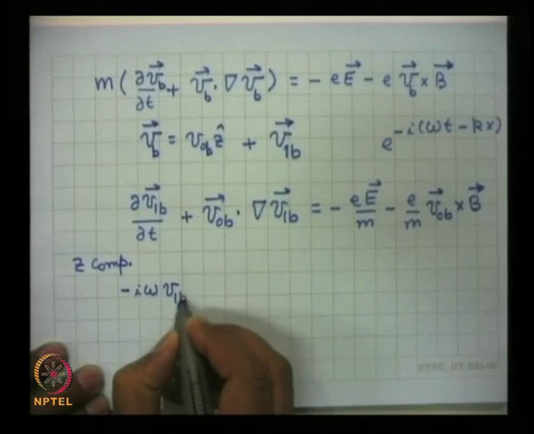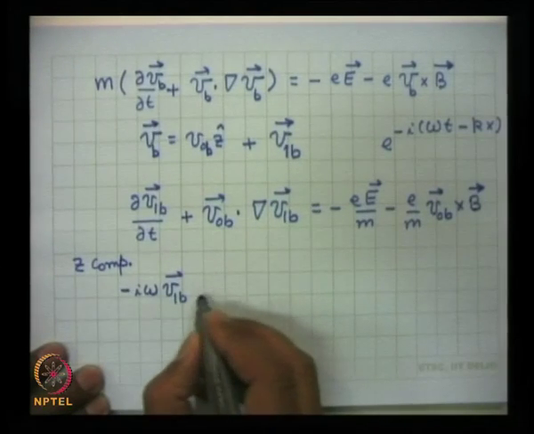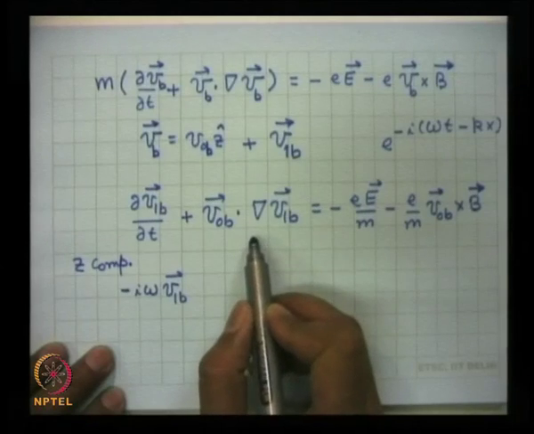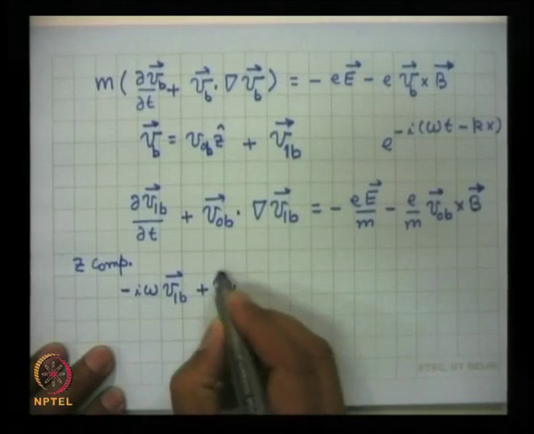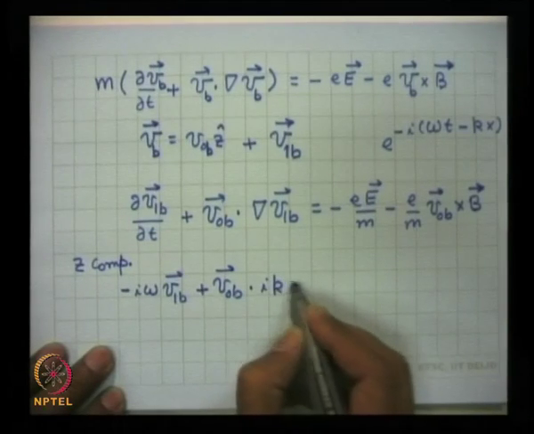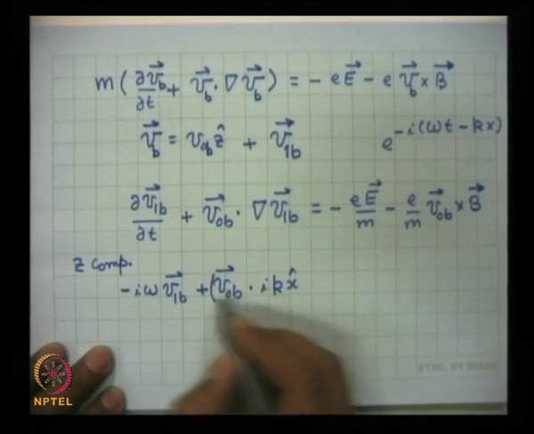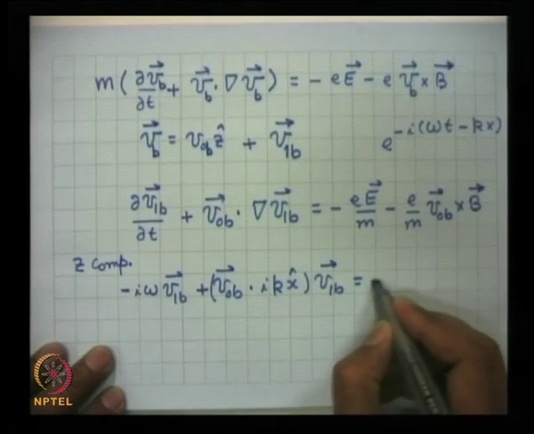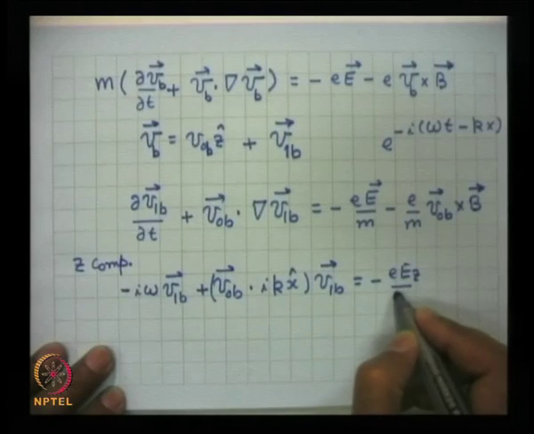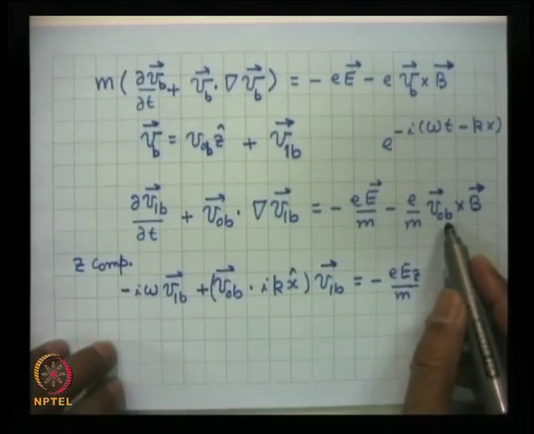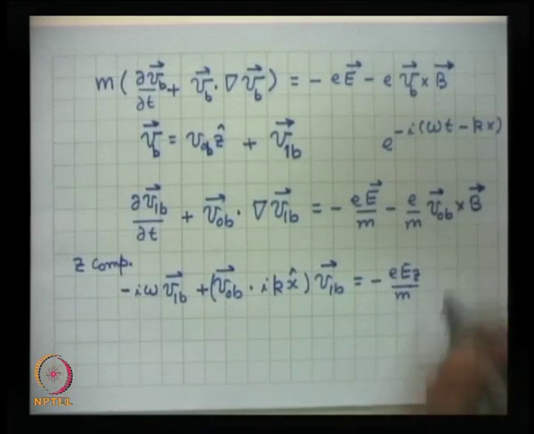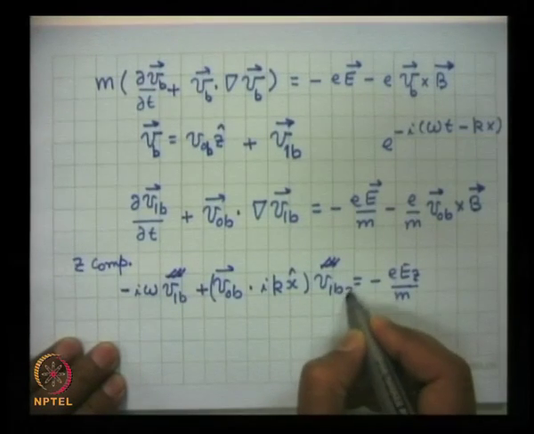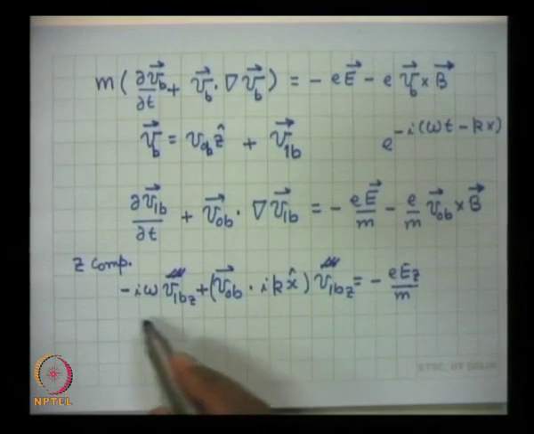So, it becomes this one, and the del operator by ik x cap. But please remember, if I put ik x cap here, let me write down, plus V0b dot ik x cap, this is the k vector, del operator is this much, into V1b is equal to the z component of the right hand side, which would be minus E Ez upon m. Now, this term V0b is in the z direction, so this term does not contribute to the z component. Sorry, I am writing the z component, so I should remove the vector sign here and there, and write the z component. So, this is the z component of the equation.